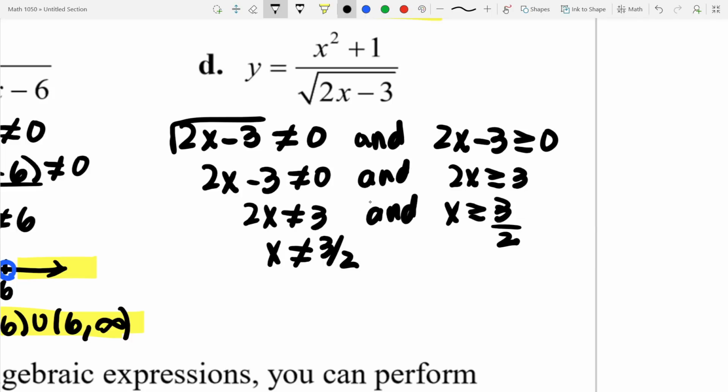So you have x can't be 3/2, and this one's greater than or equal to. So what do you think it is? It's just greater than. You have to drop that symbol. So it's x is greater than 3/2.